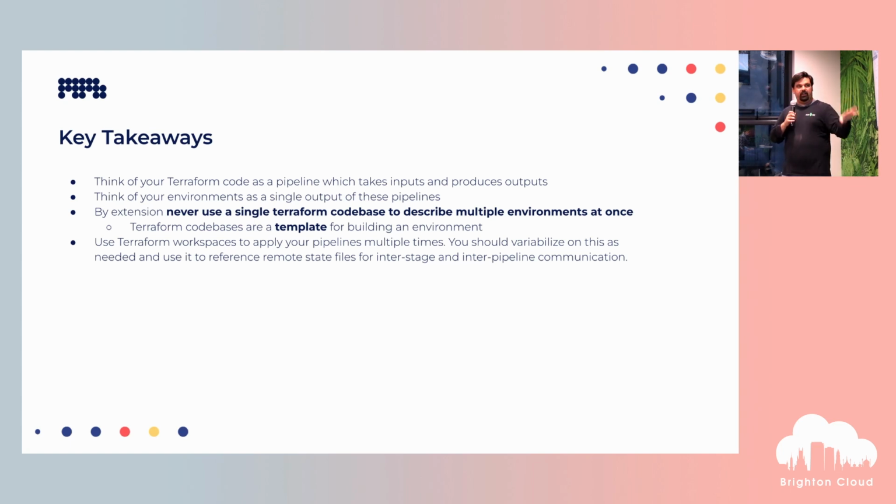And finally, use Terraform workspaces to apply your pipelines multiple times. And you should definitely variabilize on that as needed and use it to reference remote state files for inter-stage and inter-pipeline communication. So we have a lot of stuff like delete protection if the stage of this project is production, right? That's a very easy thing, and you can get that from the workspace name, you can get that from all kinds of stuff.